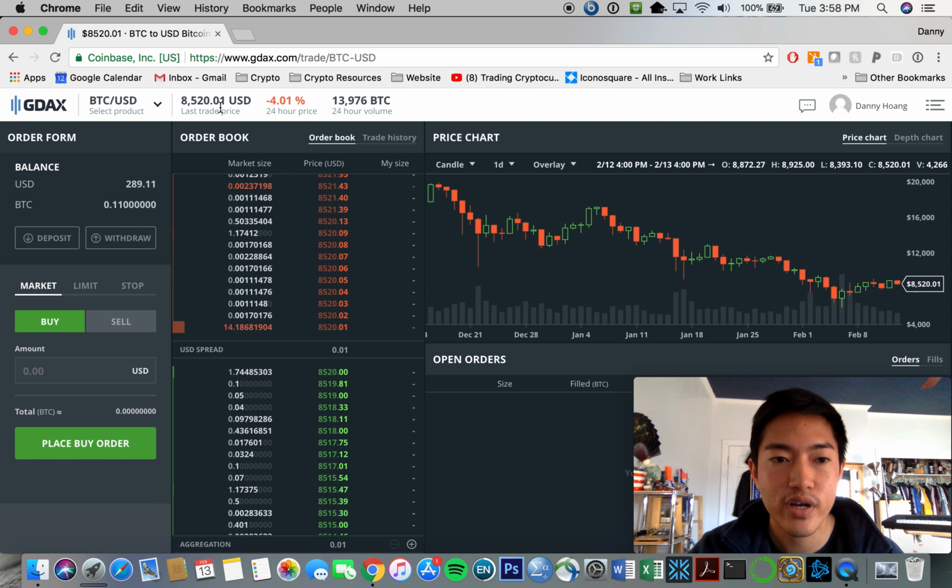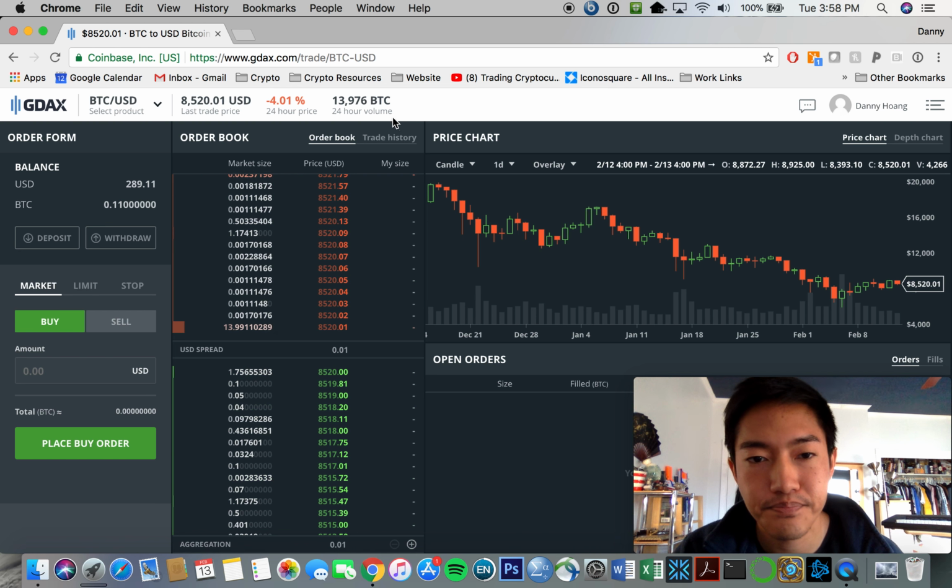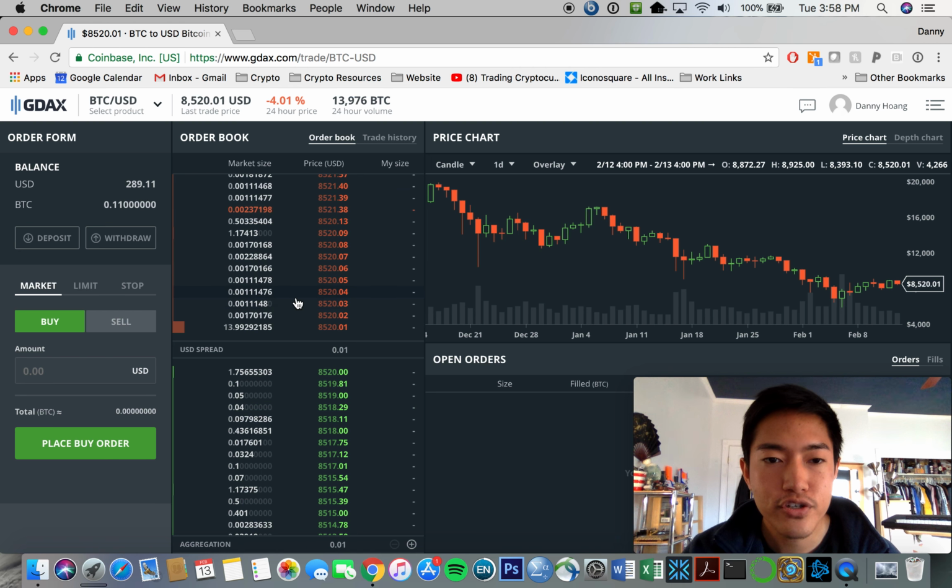You can see the last trade price up here was 8,520. There has been a 4% drop in the price in the last 24 hours, and the 24-hour trading volume is about 14,000 Bitcoin. In the middle section here, we have the order book. The top part is the sell orders and the bottom part is the buy orders. These are open orders that are currently up.